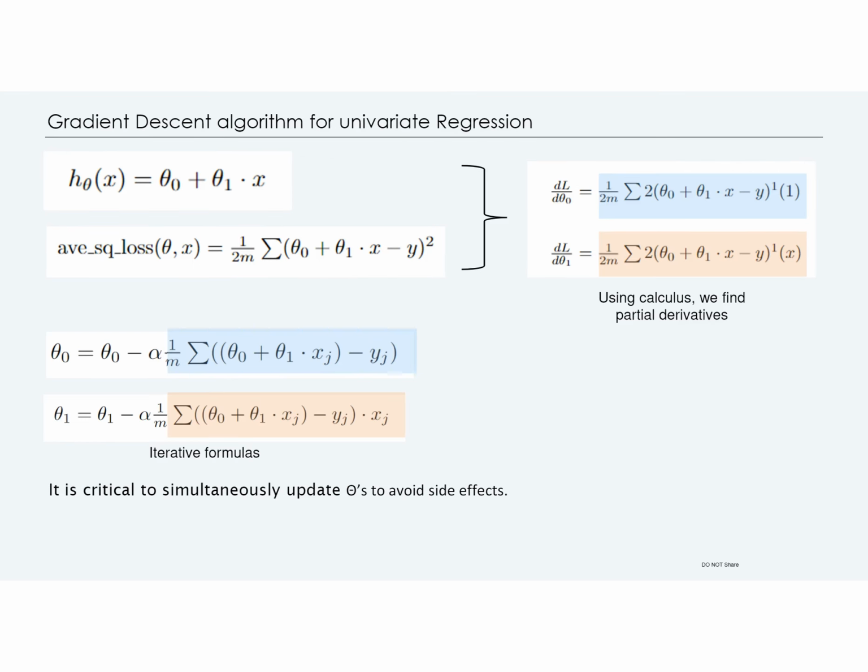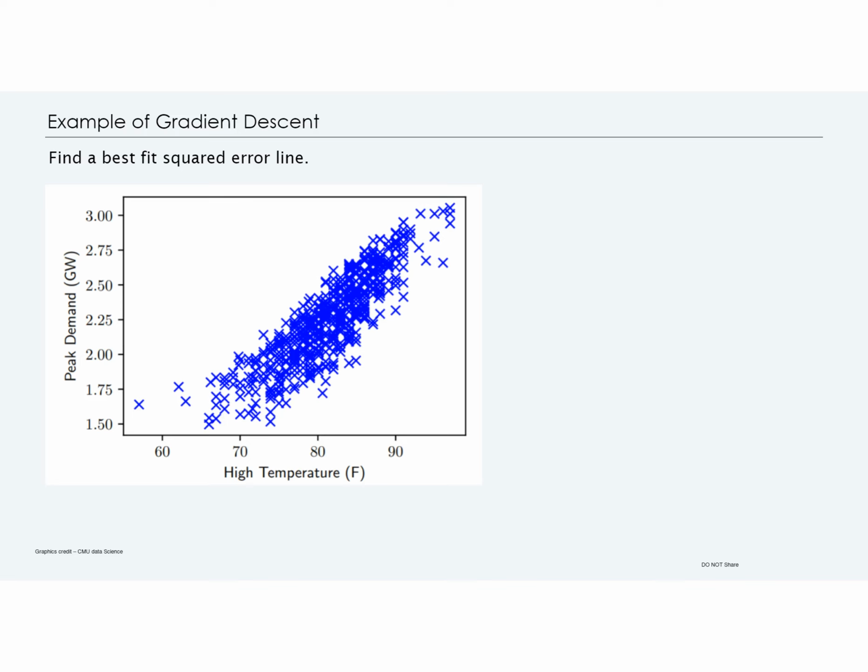So, we show how to find the derivatives from the loss function using calculus. You can also refer to your calculus notes if you have forgotten how to take partial derivatives. We can then define the iterative formulas for theta 0 and theta 1. One note of caution: when doing implementation, it is critical to update thetas simultaneously, and we will see that in the demo. Now, let's see how this might work with a real example.